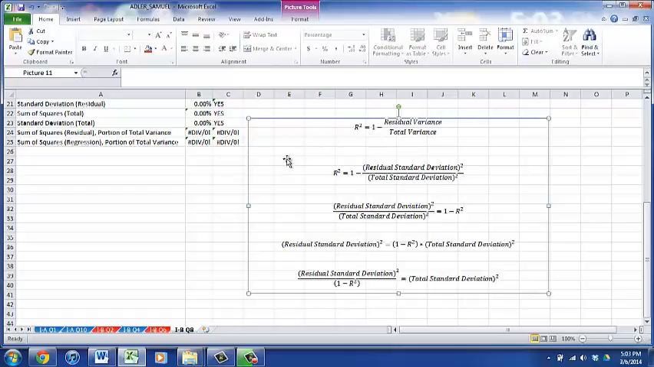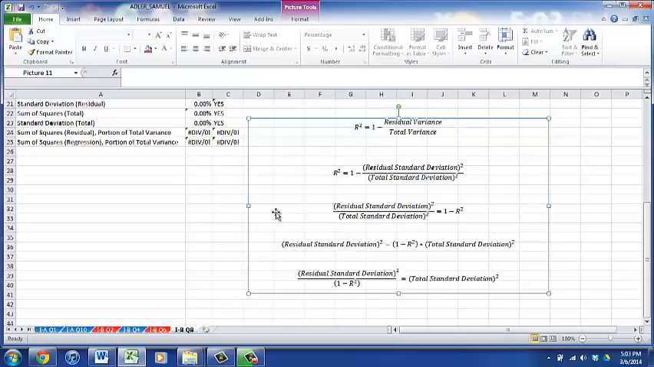And that is 1 minus the residual variance divided by the total variance. And we can rewrite this as R squared equals 1 minus the residual standard deviation squared divided by the total standard deviation squared. Again, that just relies on the fact that variance is equal to standard deviation squared. Moving down to the third equation, this is just simply rearranging terms.